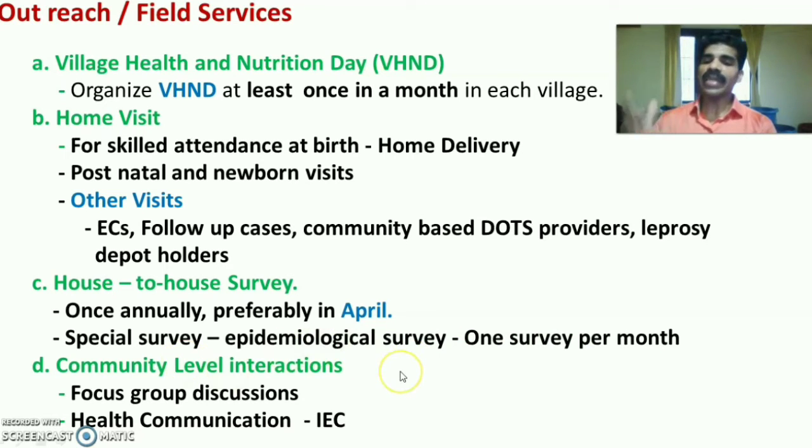Then community level interactions. That includes group discussion with the family members, focus group discussions and health communications, health awareness programs, and conducting IEC, information education communication programs. That is about the outreach or field services, which includes Village Health and Nutrition Day, home visit, house to house survey, and community level interaction with the community people.